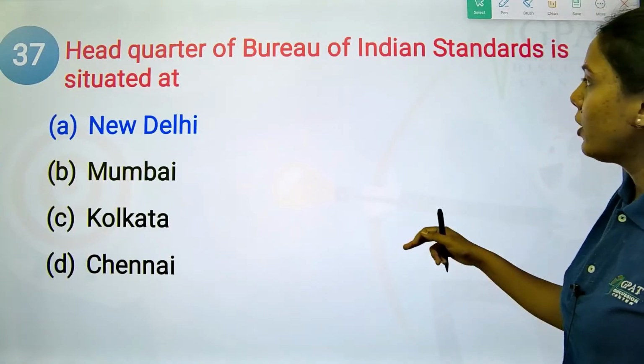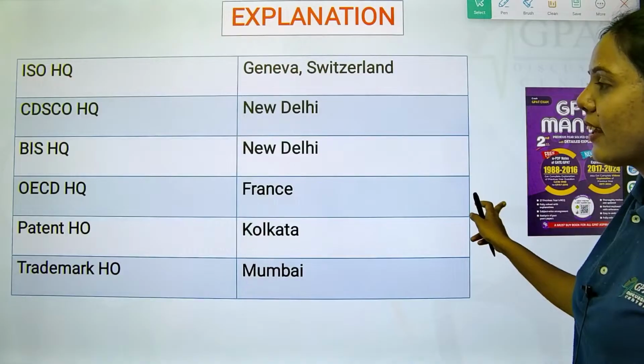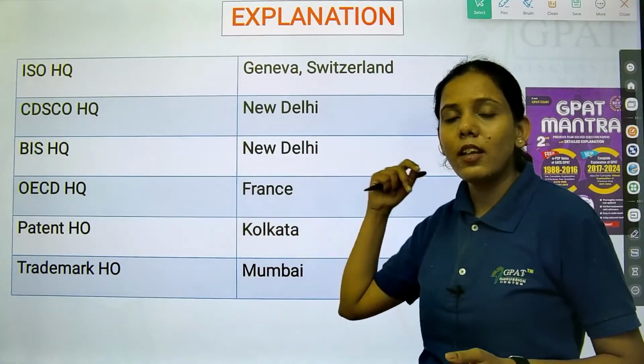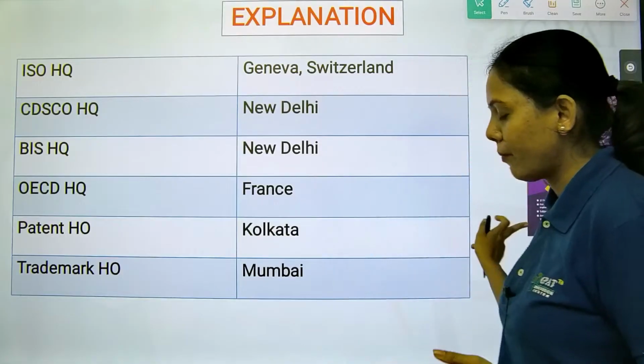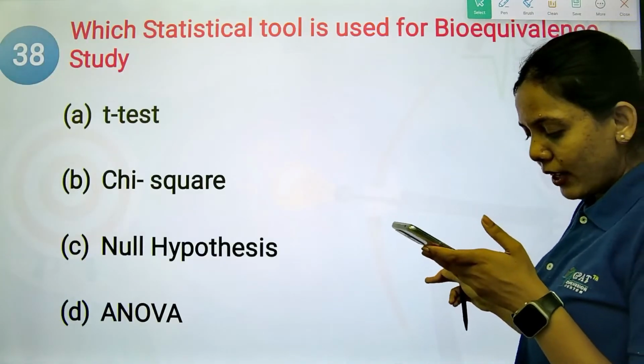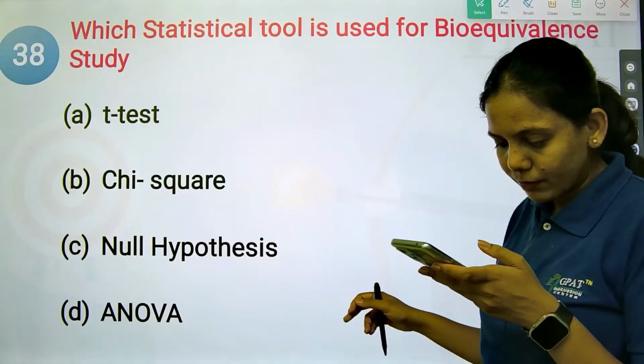The next question is, so these are there. OECD, as we have discussed, the headquarters is in France. ISO is in Geneva, Switzerland. New Delhi, Sana is right. Nilesh is also right.